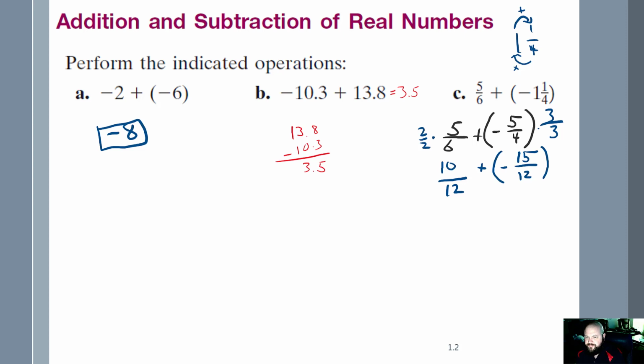Alright, so now we have common denominators, and we can see this number is larger. So we're going to take the larger one and subtract the smaller one. So we're going to take 15 minus 10, which should give us 5. We're going to keep the common denominator at 12, and since the larger number was negative, we want to keep that negative. So we should get negative 5 over 12.